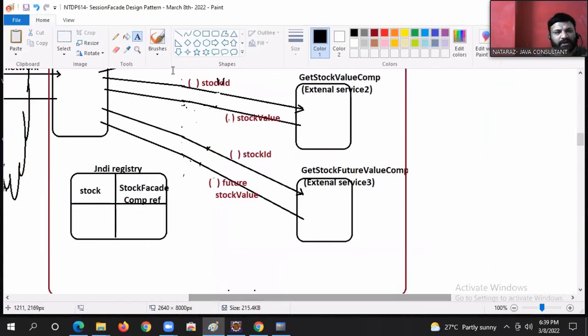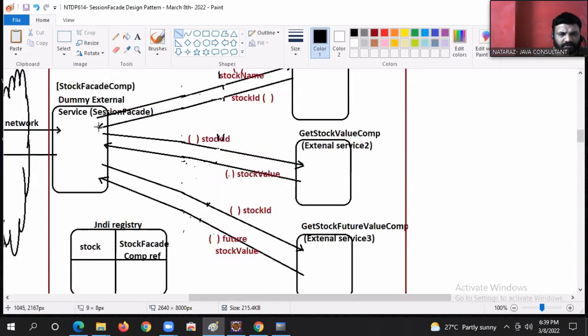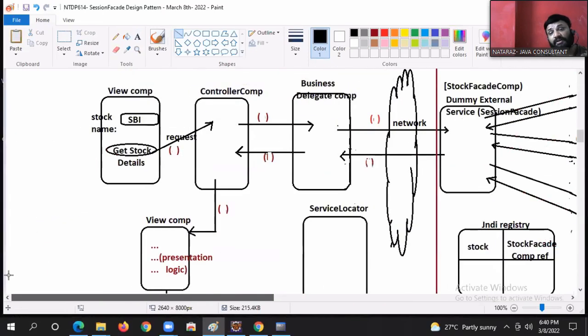StockFacade component reference. Nice, boss. This to these guys. This to these guys. This to this. Fine. Shall we start the flow, boss?